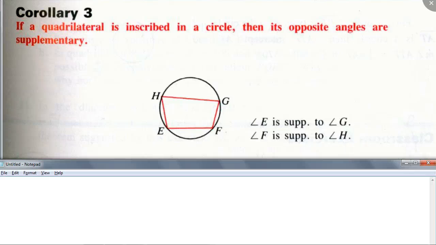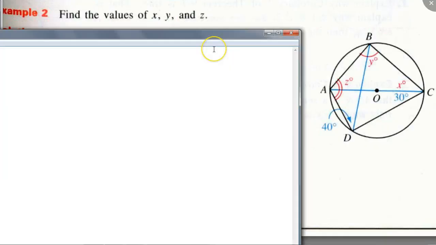Okay, let's do an example then. Knowing all these corollaries and so forth, go ahead and do this example 2. Go ahead and find the value of x, y, z. Here's a picture. You should all be able to do this without much problem. By the way, look at angle z. Is this angle z talking about just angle ABC, or is this talking about BAD?